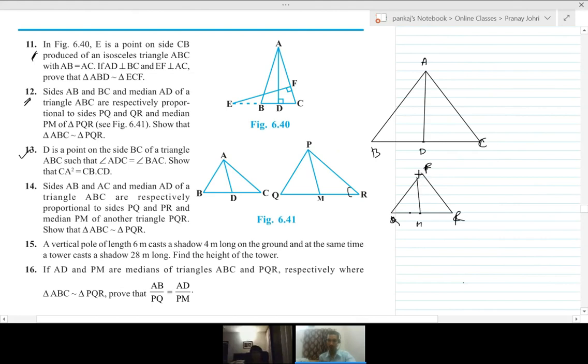So yeah. We have shown triangles ABC and PQR. Okay. So triangle ABC and median AD. We already know that AB is proportional to PQ and AC is proportional to PR.